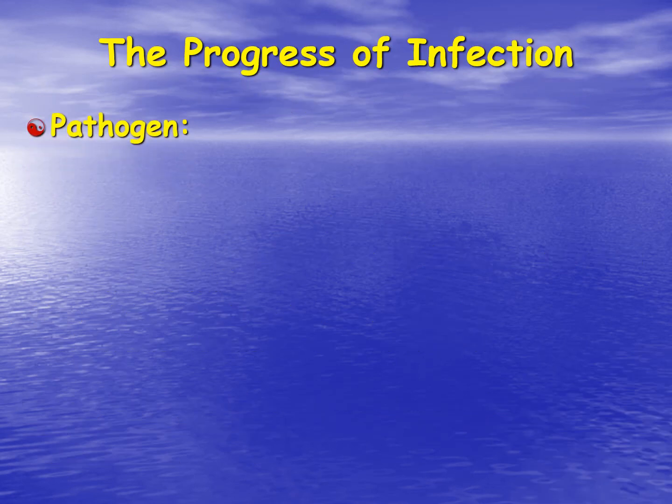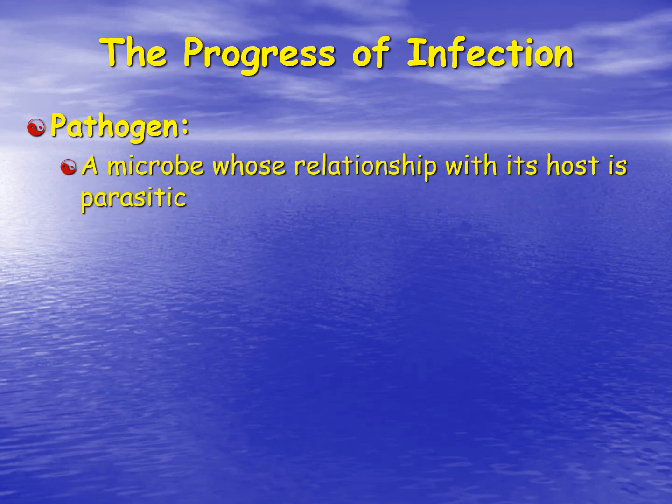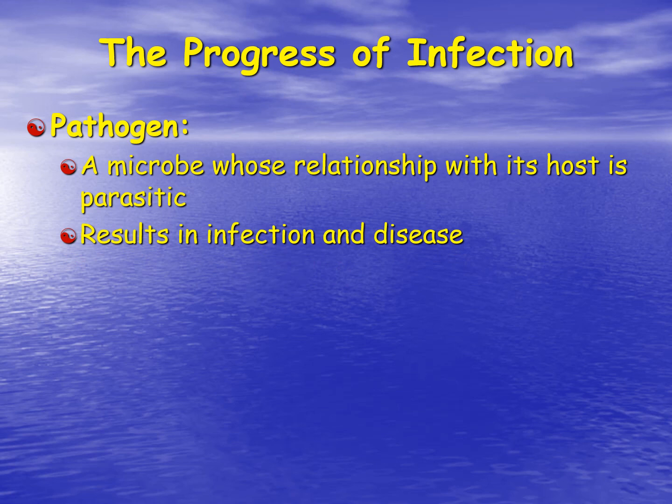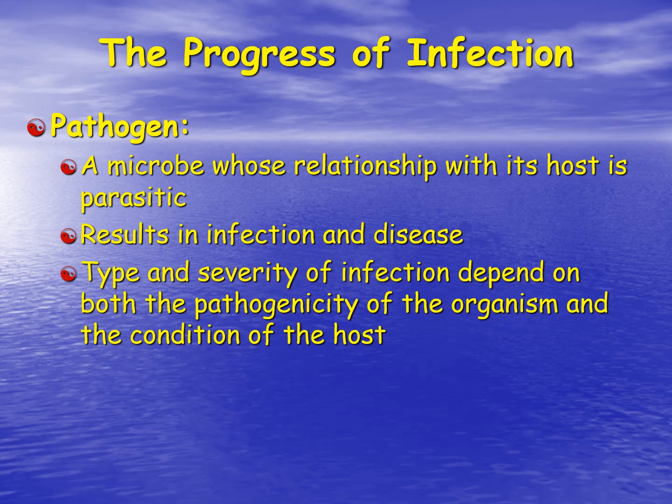Now, what is a pathogen? Well, a pathogen is anything whose relationship with its host is parasitic. We say that it's pathogenic, meaning it can cause infection and disease. The type and severity of infection depends upon both the pathogenicity of the pathogen and the condition of the host.